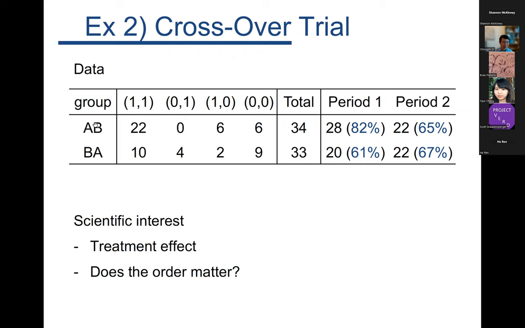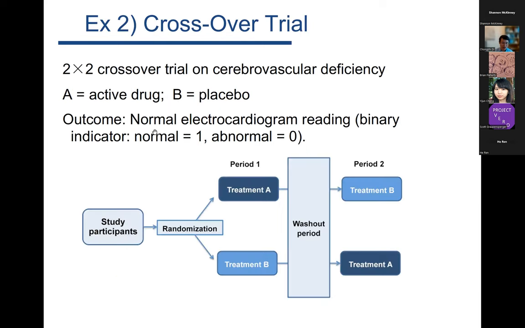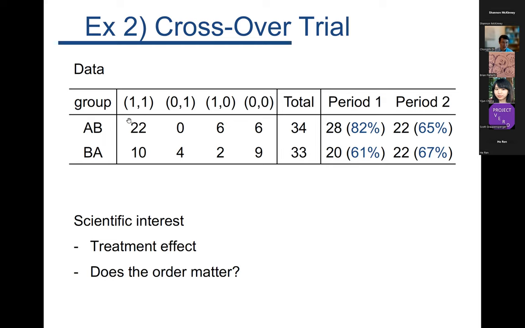So you can get the frequency. In this case, among people who got A then B, 22 of them responded one, and one means normal, so they got a normal ECG at both time points. Six of them got abnormal at both time points. And nobody got abnormal at time one, but there are six people who got abnormal at time two.